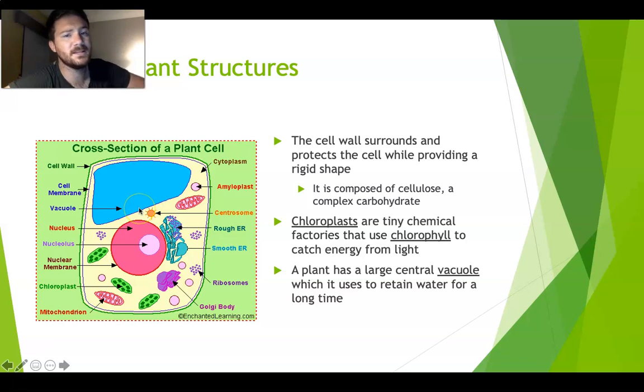So those are just some basic differences between the plant and animal cell. You also see the cell wall here. The cell wall not only protects but causes the plant cell to have structure. Our cells do not have a cell wall because we don't need as much structure in our cells. Chloroplasts are the tiny chemical factories that use chlorophyll to catch energy from light. A plant has a large central vacuole which is used to retain water for a long period of time. And because of those things, we have some very distinct differences between plant and animal cells.